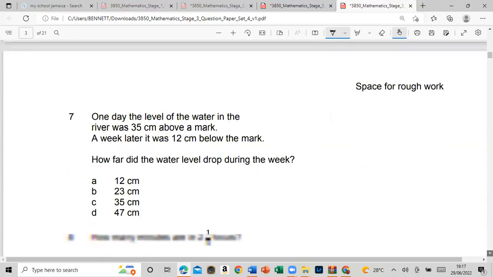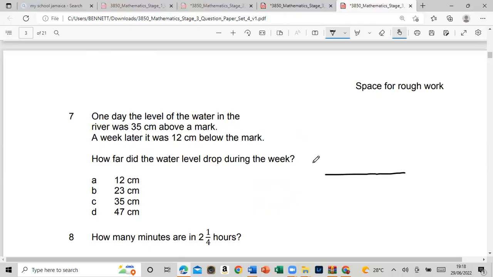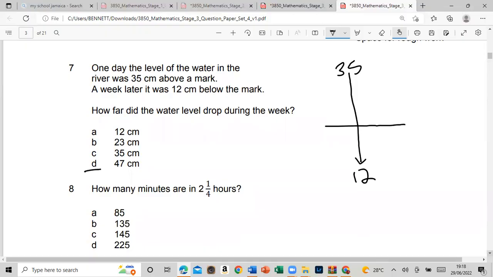Number 7. One day the level of water in the river was 35 centimeters above the mark. A week later it was 12 centimeters below the mark. How far did the water level drop during this period? Some people still get this wrong. Guys, watch this. This is the mark. Think about it physically. It is 35 above the mark, and then it dropped 12 below the mark. How far did it drop? Going from up all the way down, you add them: 47. People still say 35 minus 12, or 23. No.